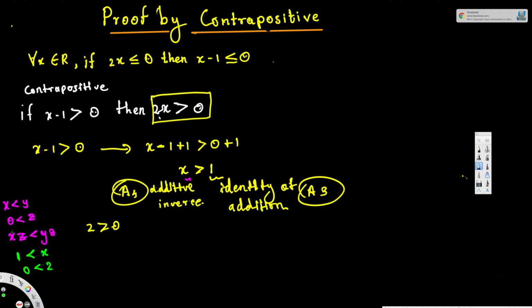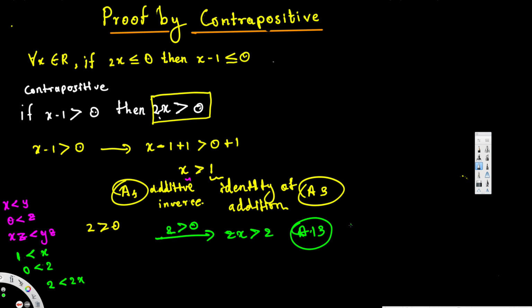From this one you can try to bring this pattern: 1 times 2, that's 2, is less than x times 2, that's 2x. That's what we are using right here. This is axiom number 13. So since 2 is greater than 0, 2x is greater than 2 by axiom number 13.